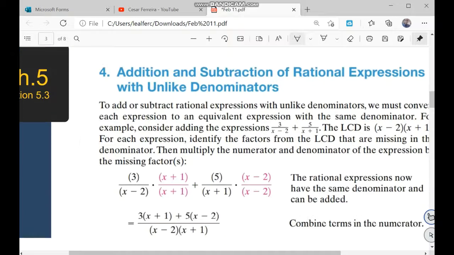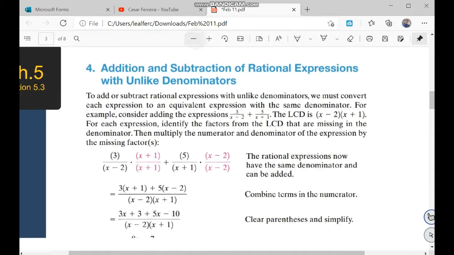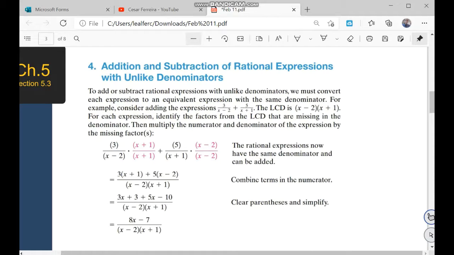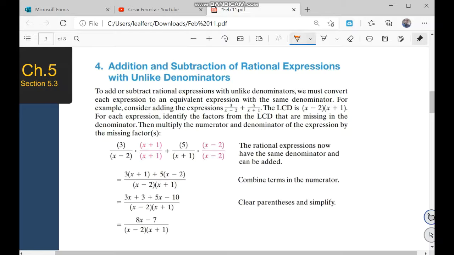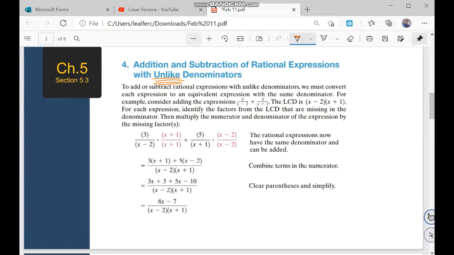Today we will start this topic, addition and subtraction of rational expressions with unlike denominators. What does unlike mean? Is it something unpleasant, something that you don't like? No, it's not something that you don't like. That means different, with different denominators. If you have, let's say, the expressions that we have here, we have x minus 2 as denominator, x plus 1 as denominator, so we have different denominators.